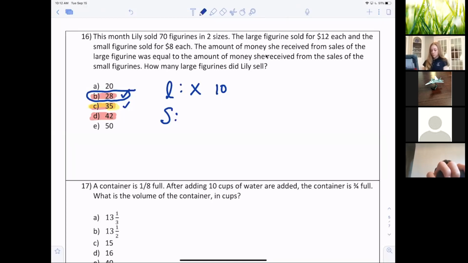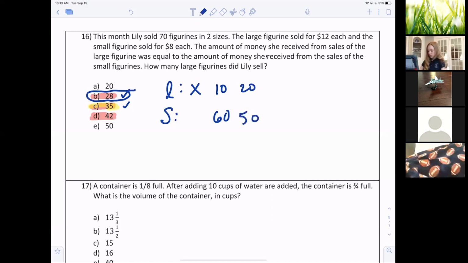14? 18? 6? Okay, 30. No, that would be 30? What are you saying 3 for? How many figurines were sold altogether? We don't know. 70. Well, we do. That's part of the problem. So if I sold 10 large, I would have sold how many smalls? 60. So let's say I sold 20 large, I would have sold 50.